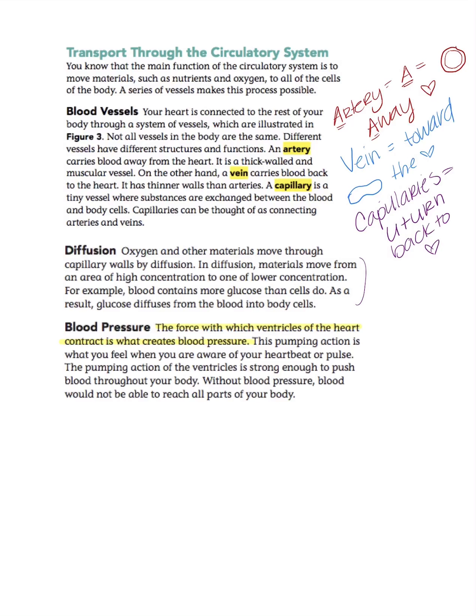And then blood pressure: the force with which a ventricle of the heart contracts is what creates blood pressure. This is the pumping action that you feel when you are aware of your heartbeat or your pulse. The pumping action of the ventricles is strong enough to push blood throughout your body. Without blood pressure, blood would not be able to reach all the parts of your body. Again, it's what you feel every time your heart beats. You feel the force of the blood pushing against the walls of your artery, and that's how you get your pulse.